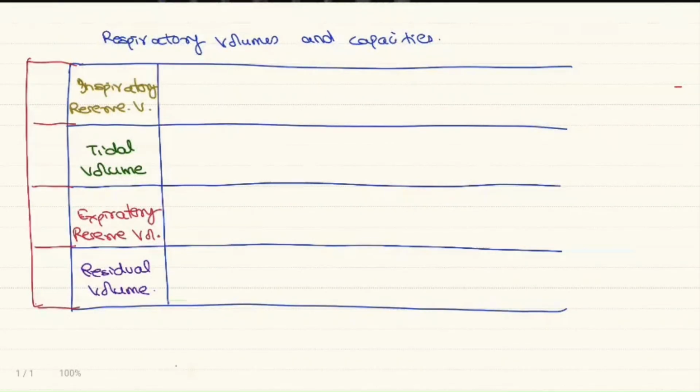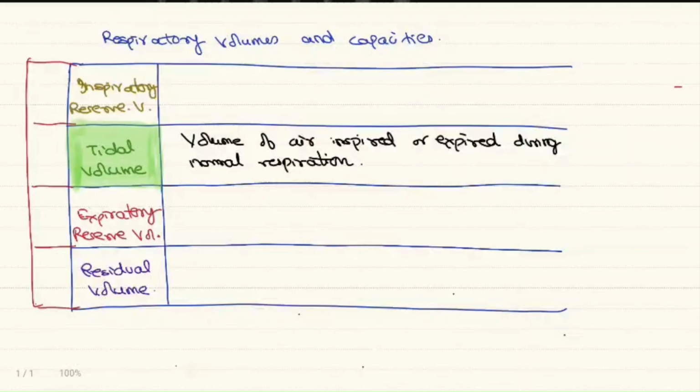The first one is the tidal volume. So what is this tidal volume? See, we inhale, we exhale. Then we inhale, we exhale. When we inhale and exhale, the air is moving in and out. This in and out movement of the air, how much we inhale and how much we exhale at one time, is called tidal volume.